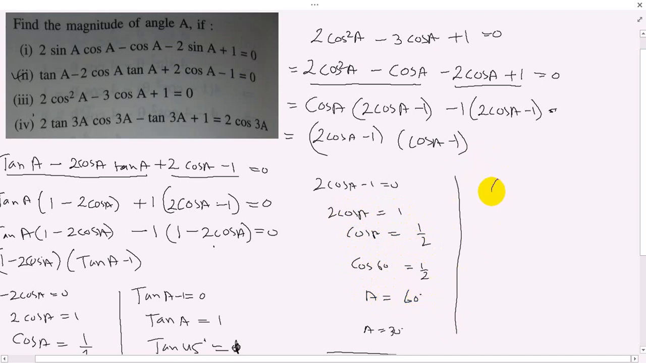Similarly here cos A is equal to 1. For which value is it 1? 0 degree. So cos 0 degree is equal to 1, meaning A is equal to 0 degree. Clear?